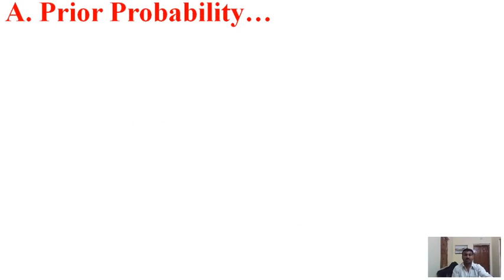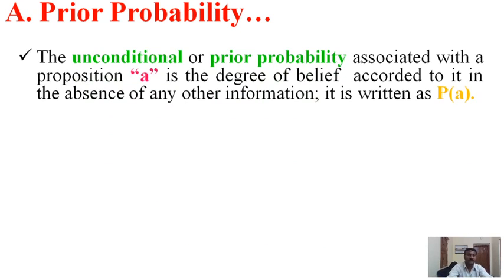Now we are going to discuss the first point, prior probability. It comes under unconditional probability. We already said prior probability means before having the evidence, so it is unconditional. The unconditional or prior probability associated with a proposition A is the degree of belief accorded to it in the absence of any other information. It is written as P of A.